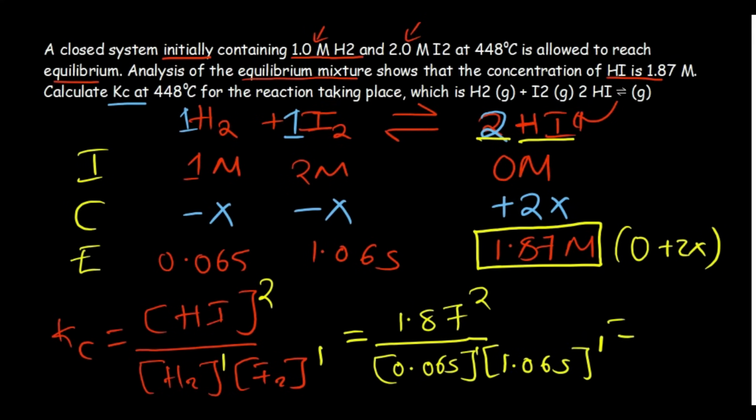So you can actually perform the calculation. I'll start with the bottom. 1.065 raised to the power 1 multiplied by 0.065 raised to the power 1 as well, and then we need to divide that into 1.87 squared. 1.87 raised to the power 2 divided by that. The value that I'm obtaining here is 50.5. So that's Kc. Remember, K has got no units.